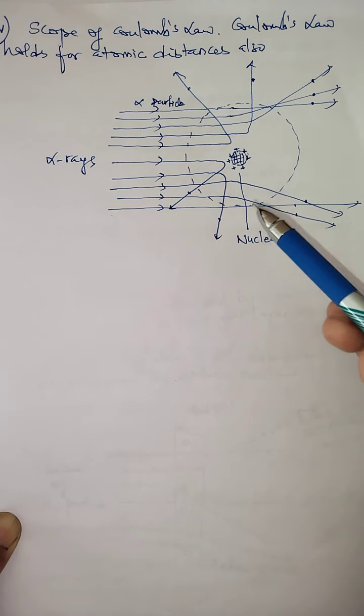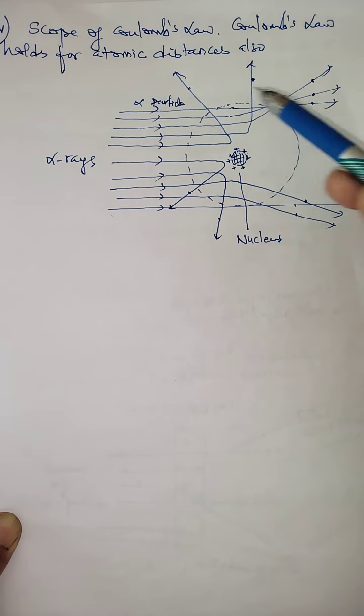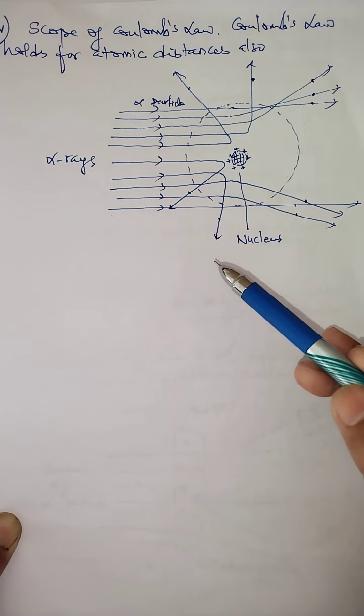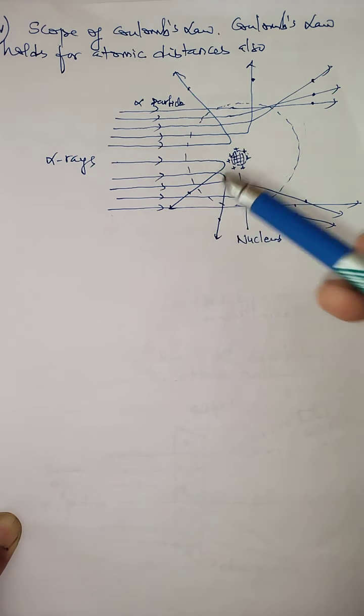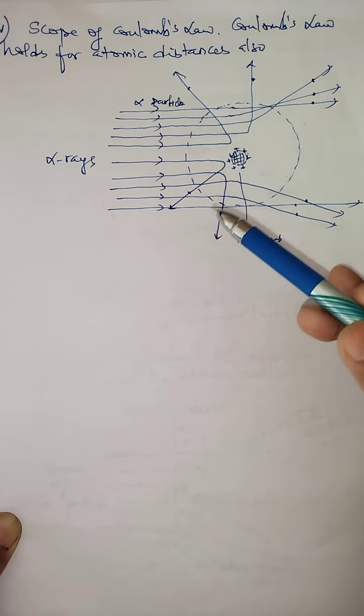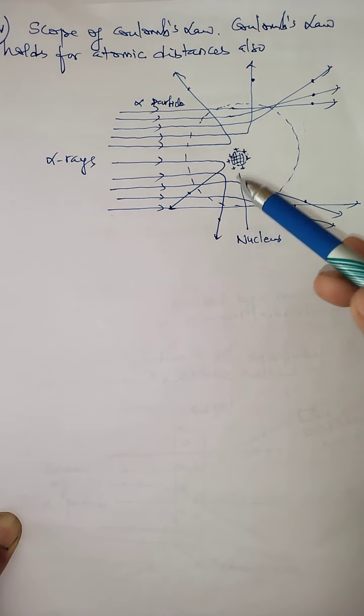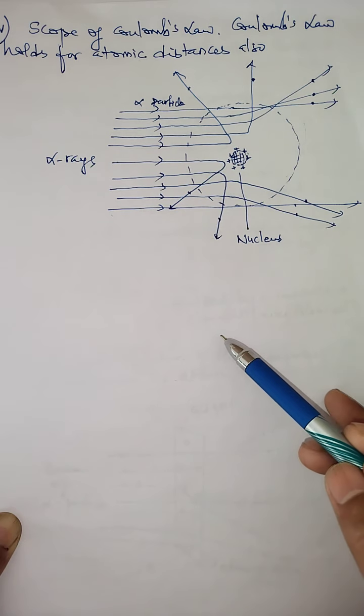So Rutherford, on the basis of Coulomb's law, calculated the number of alpha particles scattered at different angles and found that the scattering of alpha particles by the nucleus is in accordance with which law also? Coulomb's law.